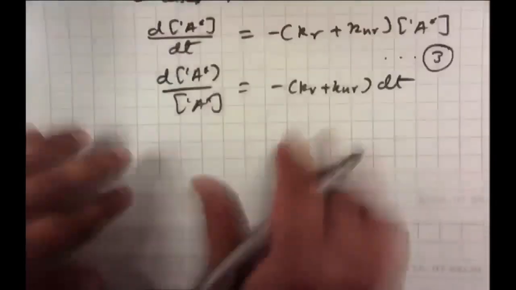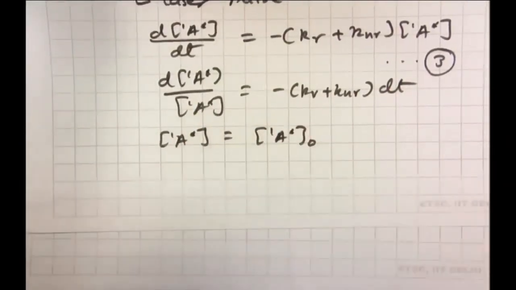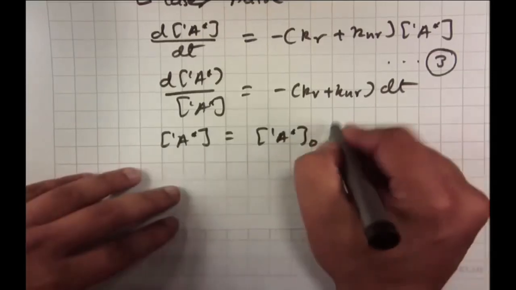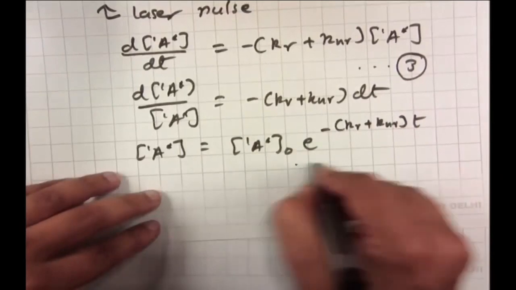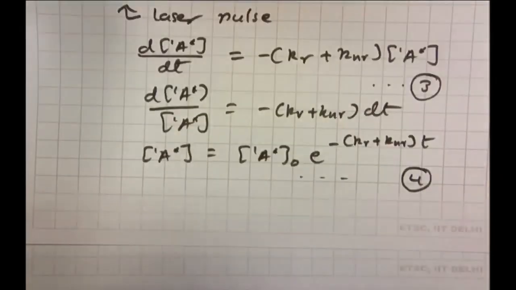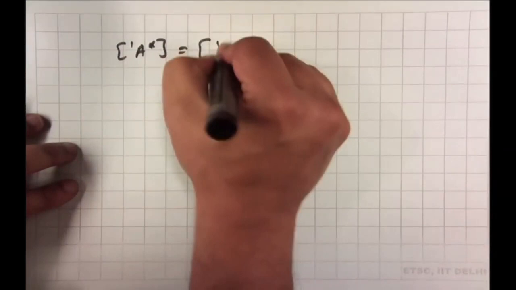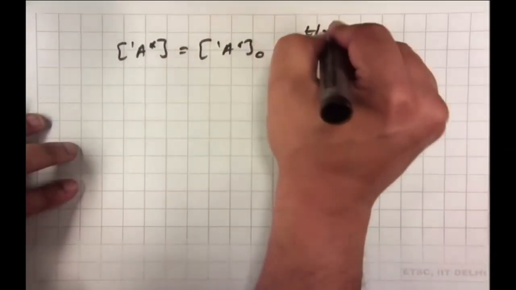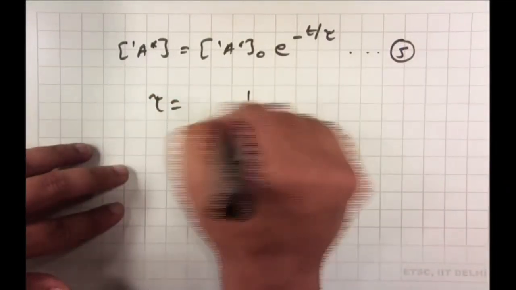So then I can write 1A star is equal to, after integrating, 1A star at 0, that means this is the concentration of molecules you have in the excited state at t equal to 0, the moment you have done the excitation, times e to the power minus (k_r plus k_nr) t. This is equation number 4, right. This is just an exponential decay, because that is how you set it up. Now I can rewrite this equation as 1A star is equal to 1A star 0 e to the power minus t by tau, let this be 5, where tau is equal to 1 by, what is tau equal to?